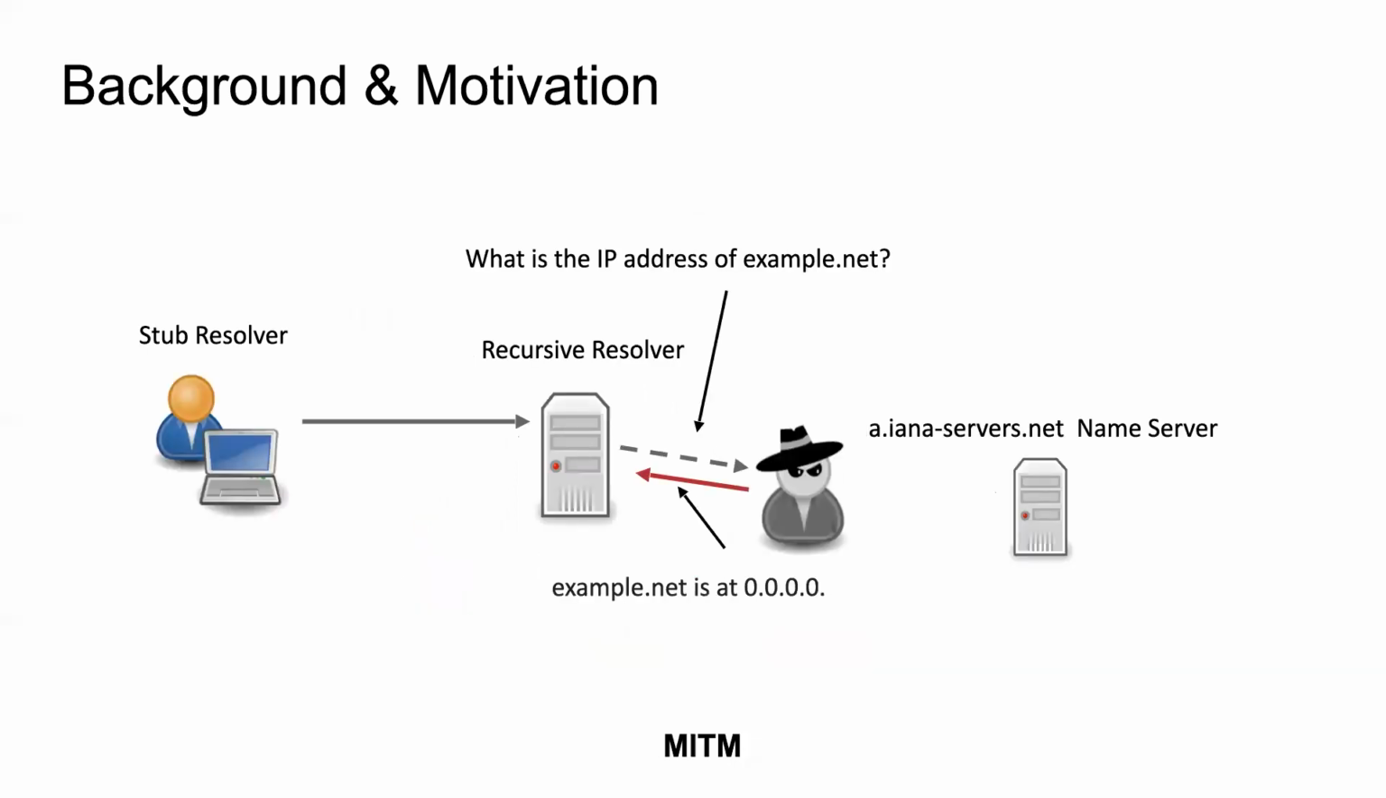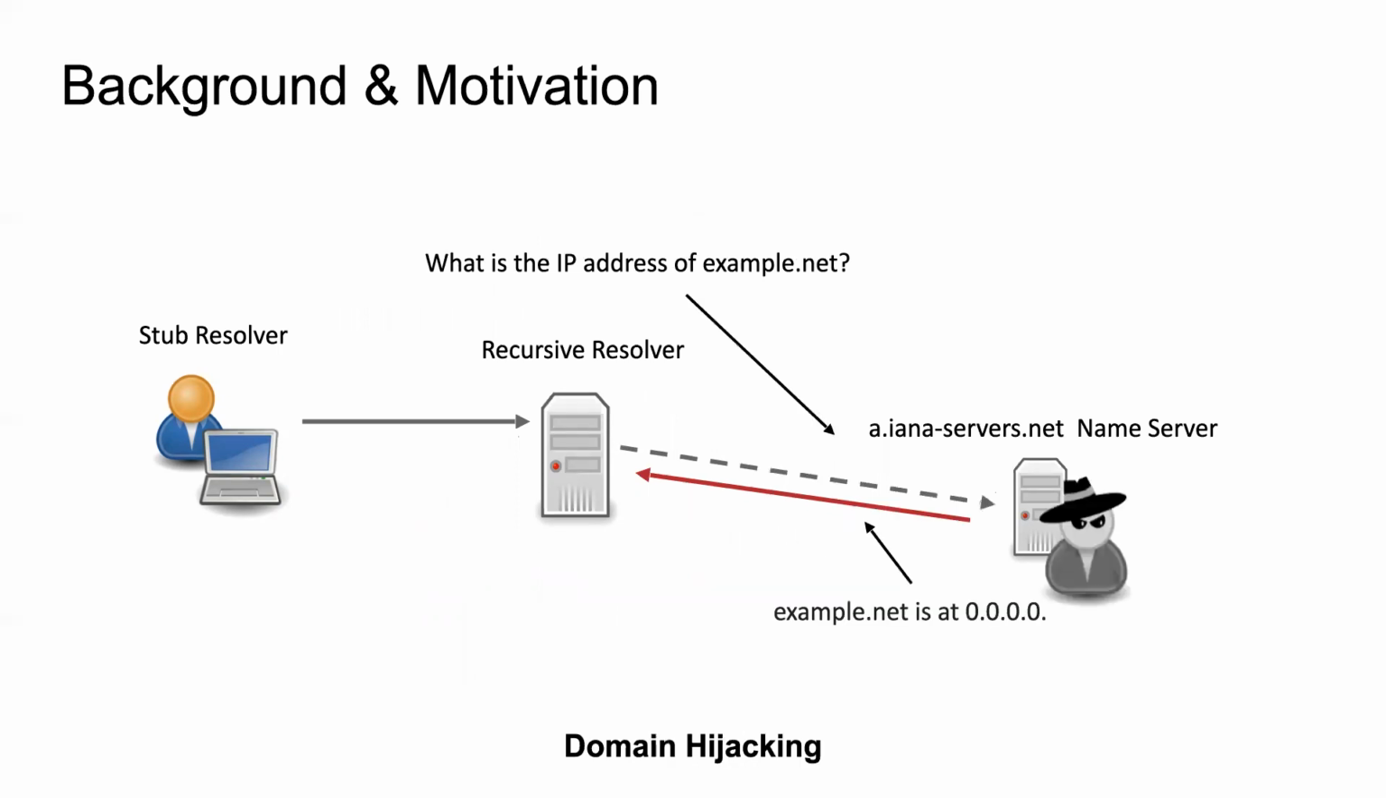A second approach to DNS hijacking is a man-in-the-middle attack. In this case, the attacker controls part of the infrastructure that DNS messages traverse between a recursive resolver and authoritative name servers. The attacker can view, block, and replace messages directly.